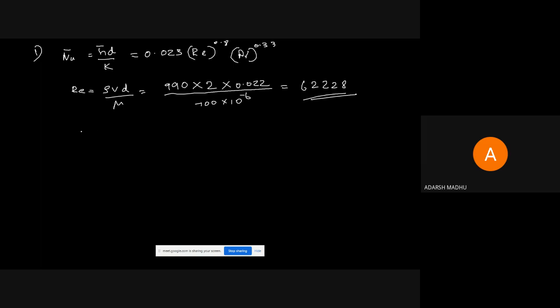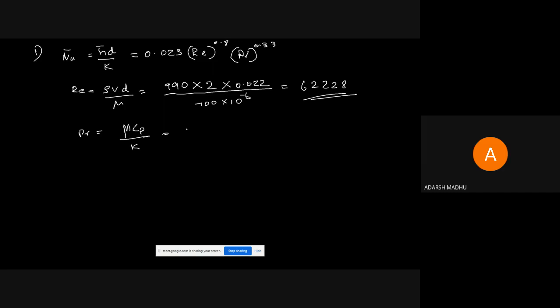Re value and Pr value. That is the Pr value: rho... mu Cp by k. Mu into Cp by k is the equation for Pr. Dimension analysis: mu into Cp by k. So mu is given, Cp is given, k is given.